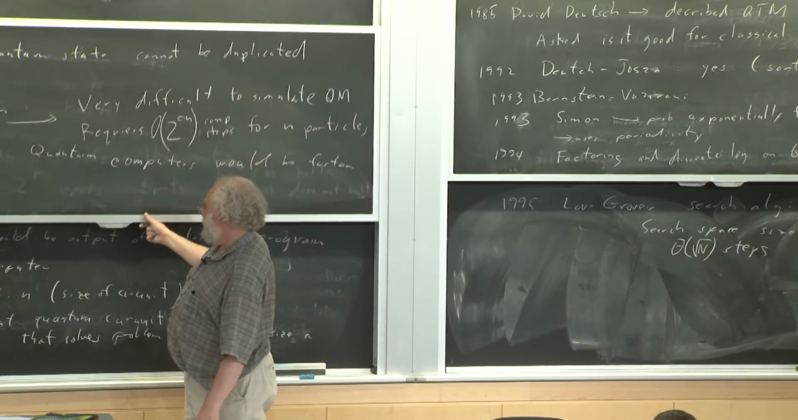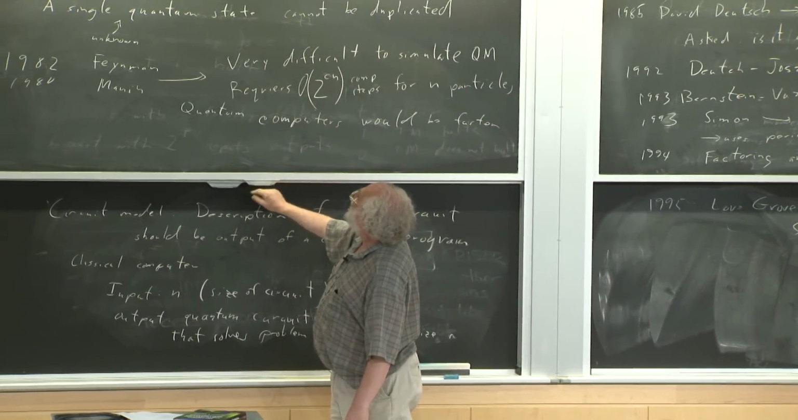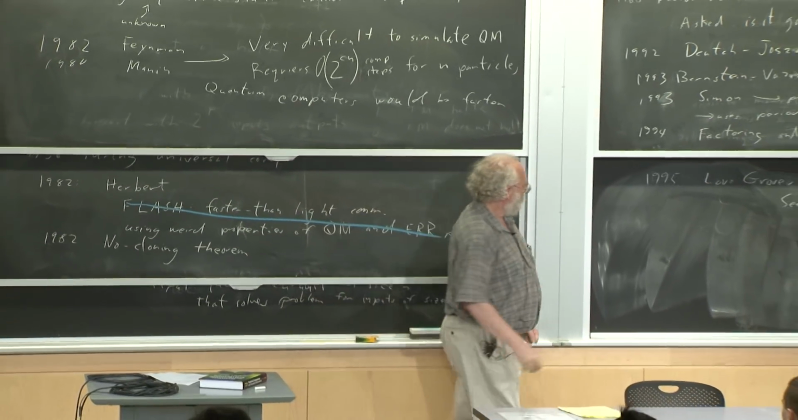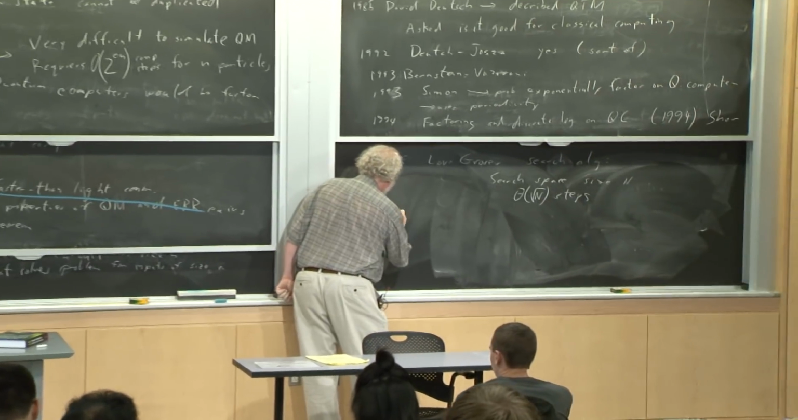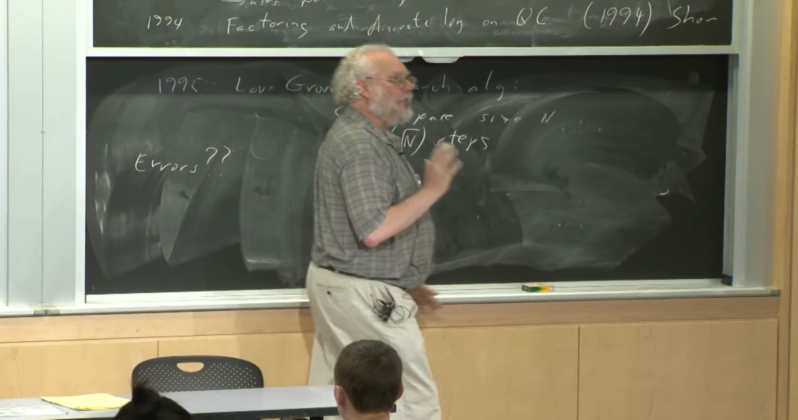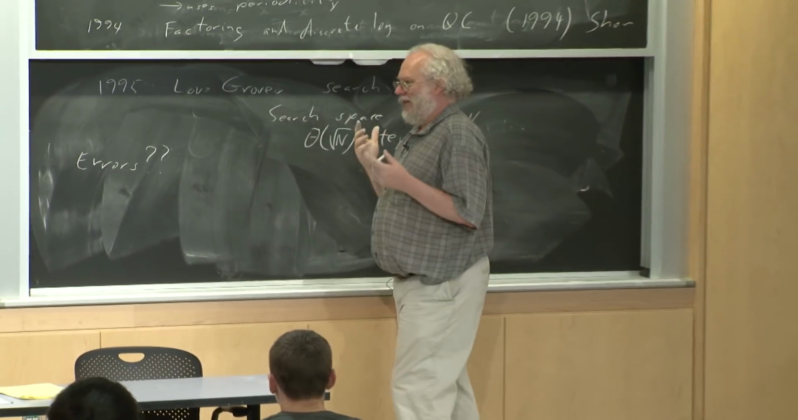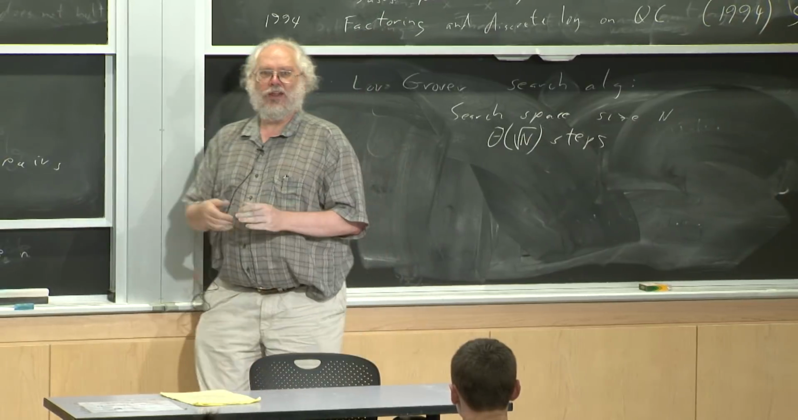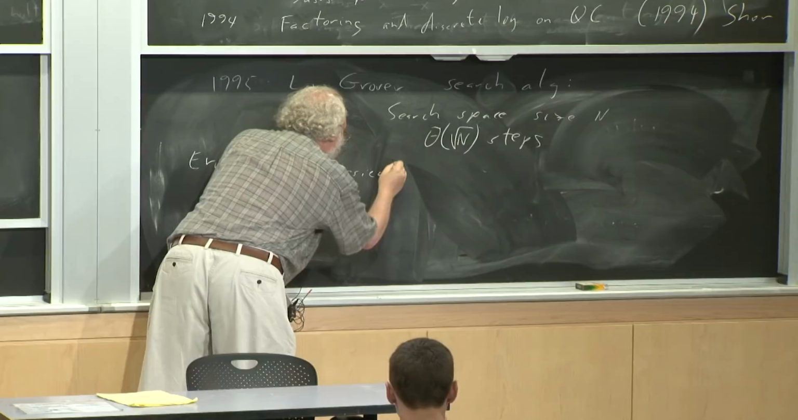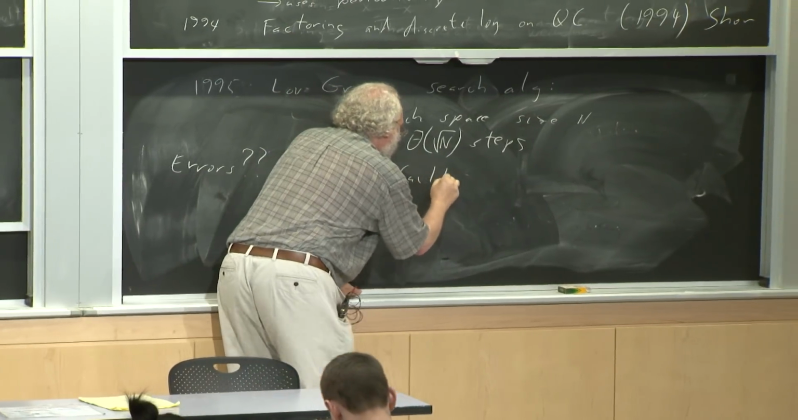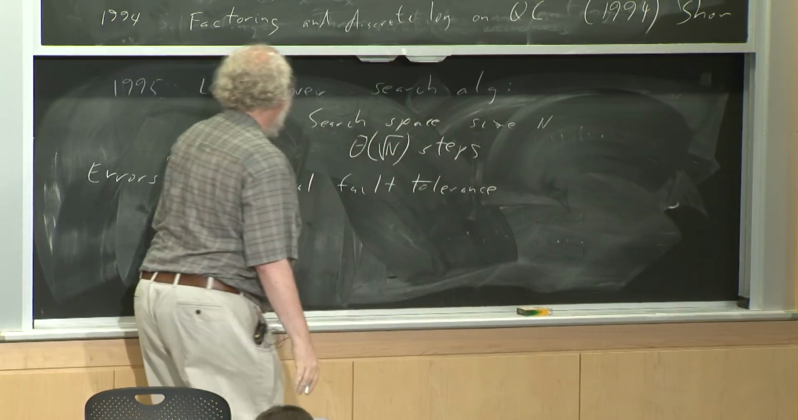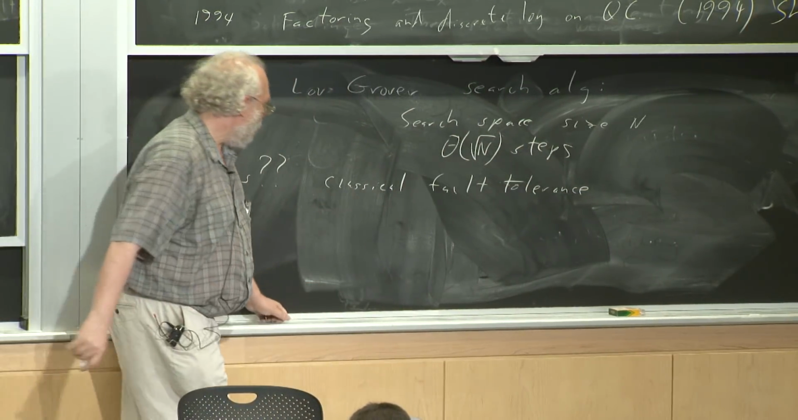So, and why is this? Well, somewhere we have the no cloning theorem here. Errors. So what you can do is you can look at the classical techniques for error correction. Classical fault tolerance. And there are a bunch of techniques for classical fault tolerance.